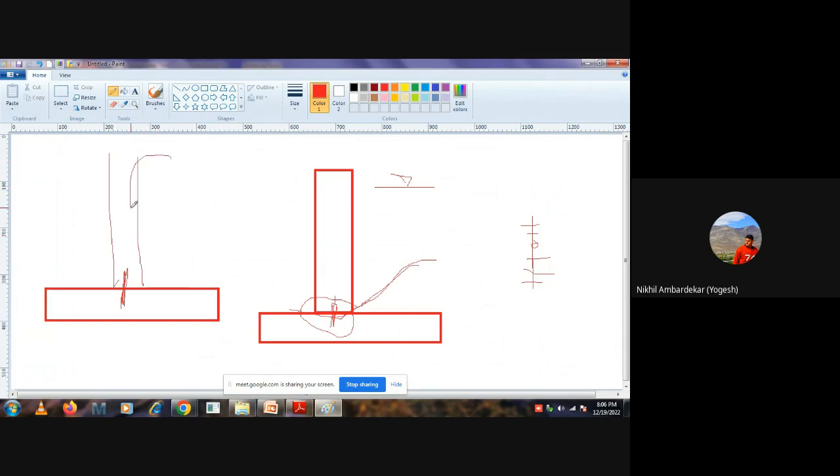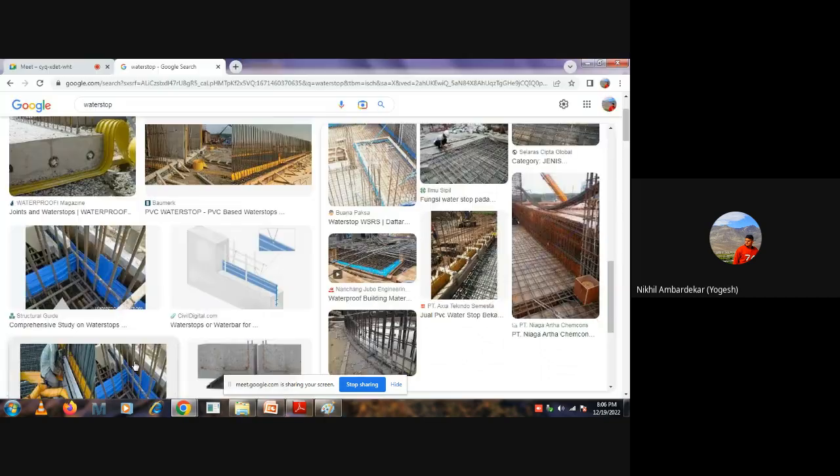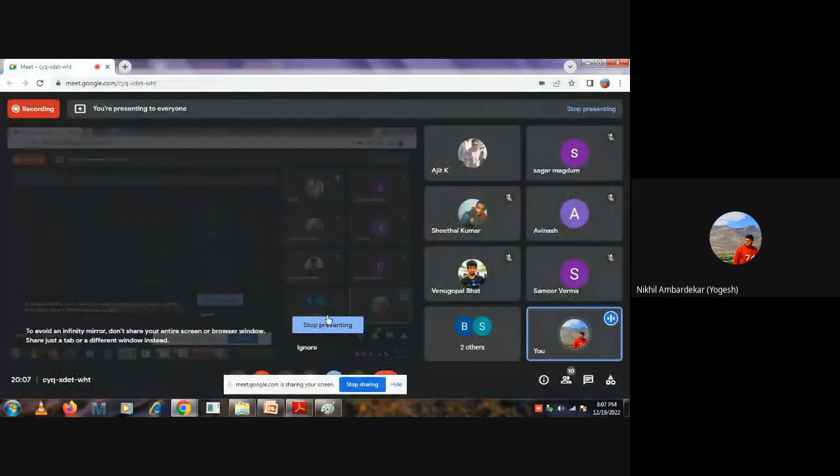and pour the concrete. Now this joint will be well protected. If you just want to draw it in 3D, this will be a small sheet with some corrugations. Yes, perfect. I will close this now.